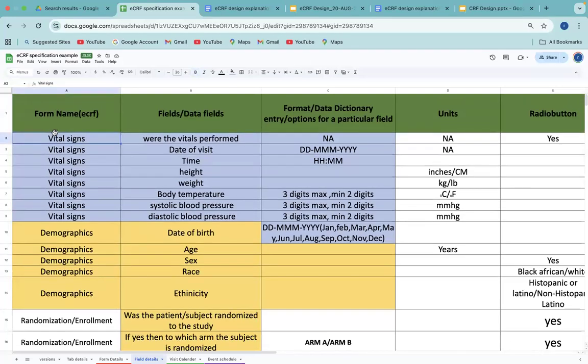Based on the protocol, whatever the laboratory assessments or procedures that we are using, all the forms will be looking into these particular details. Now if vital signs is the form, within the vital signs we will have different fields. Can someone tell me what are the assessments, the tests that come under vital signs?